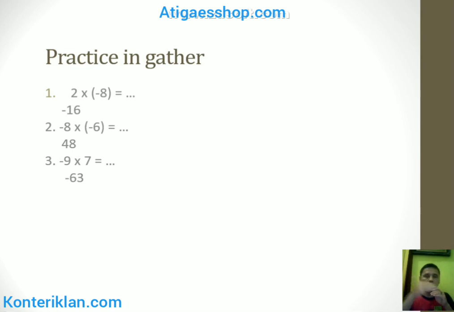What about negative meets positive? You can memorize: if negative meets positive, for multiplication the result should be negative; positive multiplied by positive is positive; negative multiplied by negative is positive; and positive multiplied by negative should be negative. Again, you have to memorize the key concept.